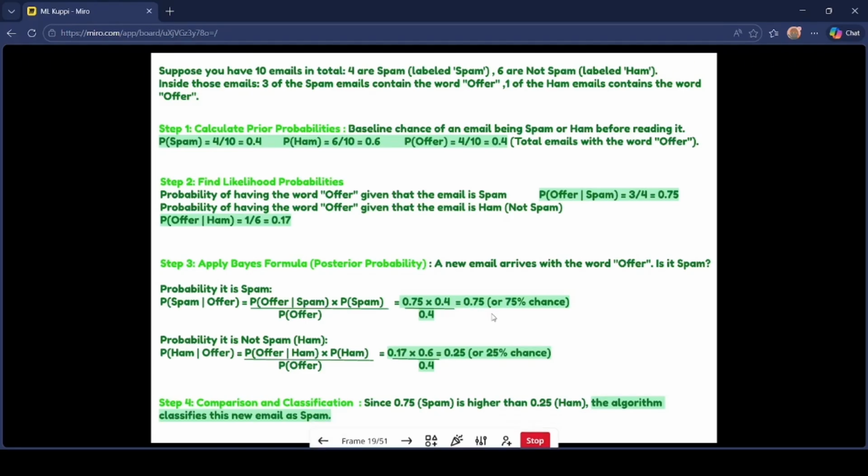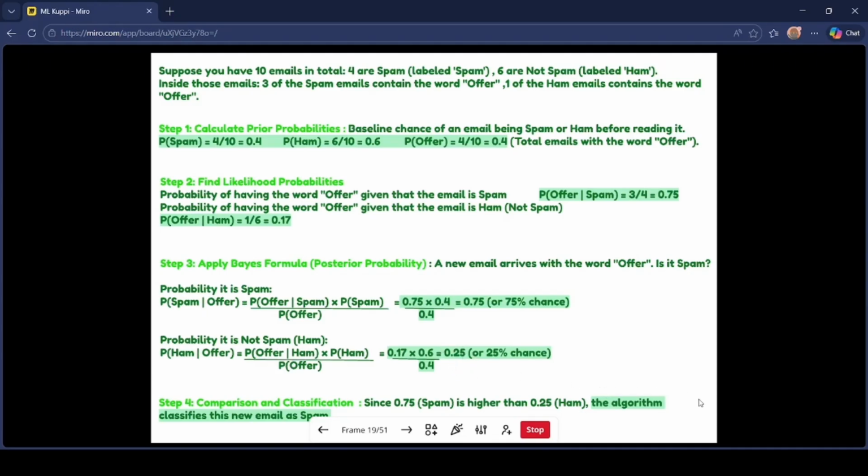And then we also have to consider the other probability, the other class, right? So not just one class. The other class is not spam. So now we're going to calculate the probability of the email being not spam given that it has the word offer. After the calculation, we get approximately 0.25.